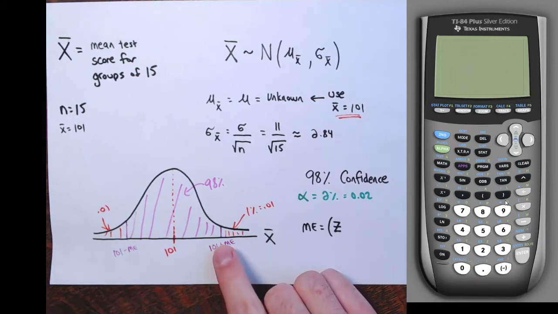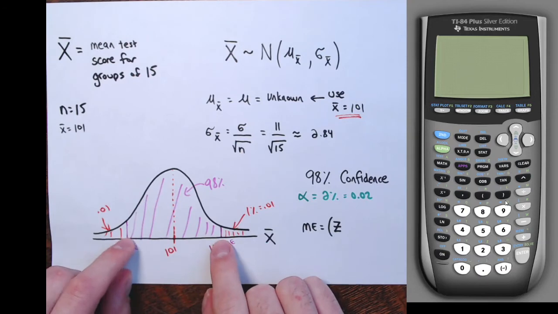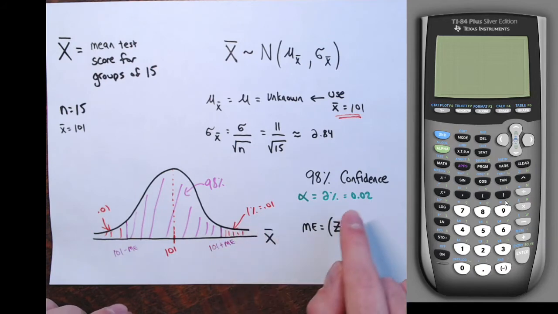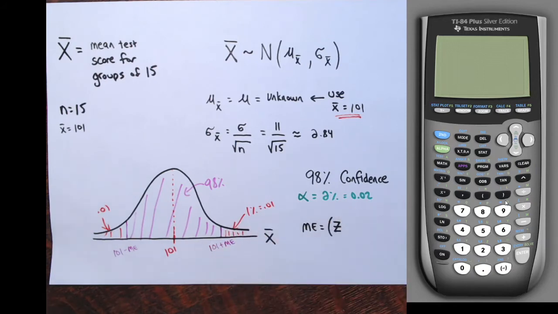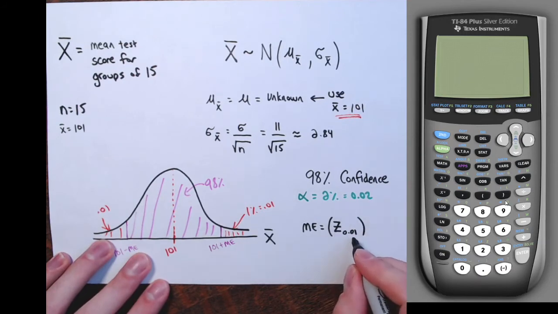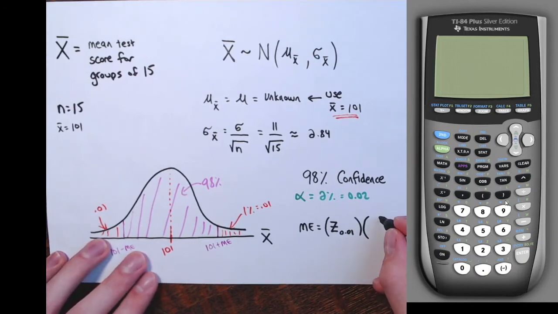So to find this margin of error, to figure out how many standard deviations above and below the mean, or this upper and lower value of the interval, I need to know what z-score has 1% above it. That was half alpha. So that's this z with a subscript of 0.01, half alpha, times the standard deviation, right? Times that sigma over the square root of n.